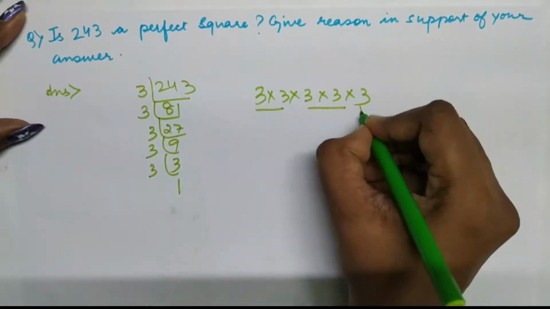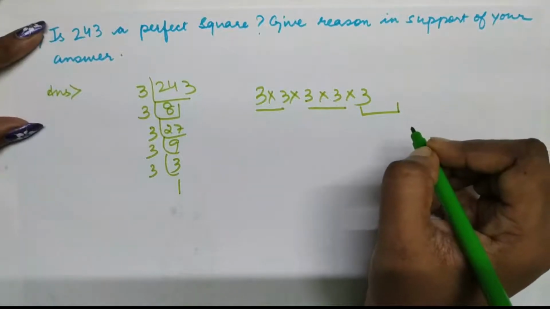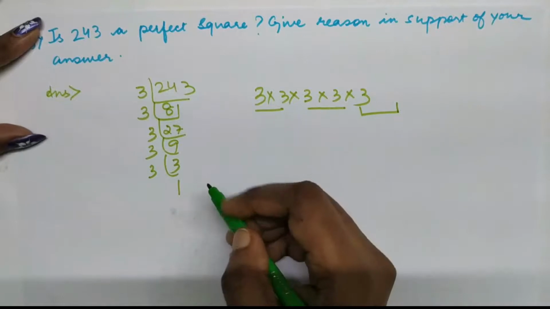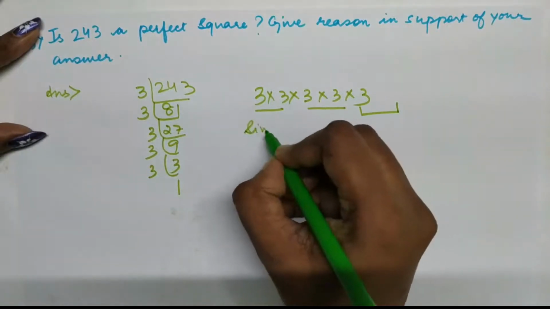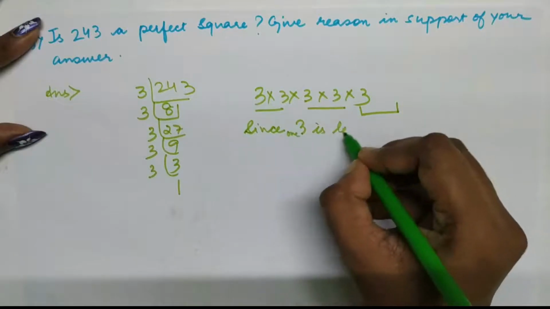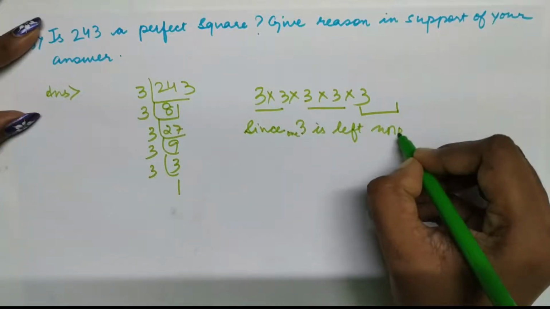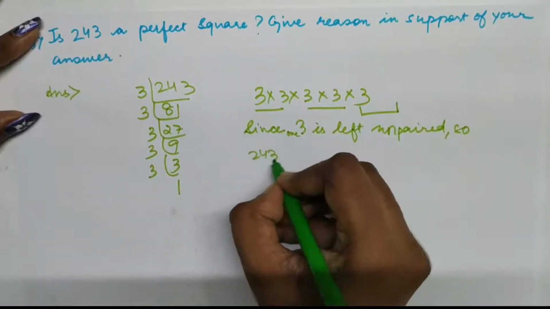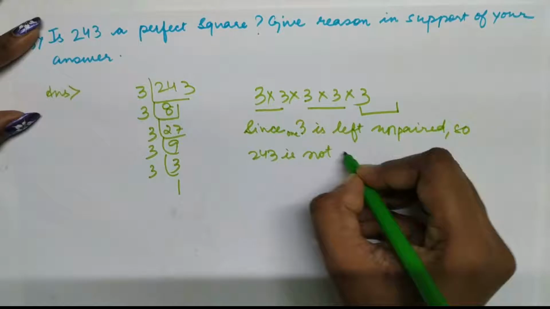So again you see that one 3 is missing. So is this a perfect square? No. So what is the reason that you are going to write? Since one 3 is left unpaired, 243 is not a perfect square.